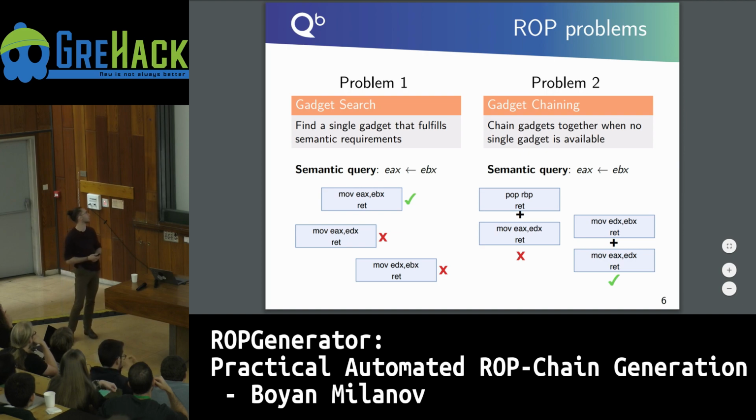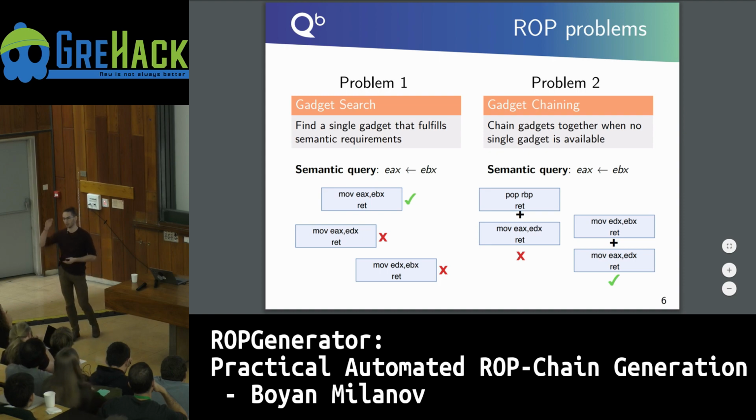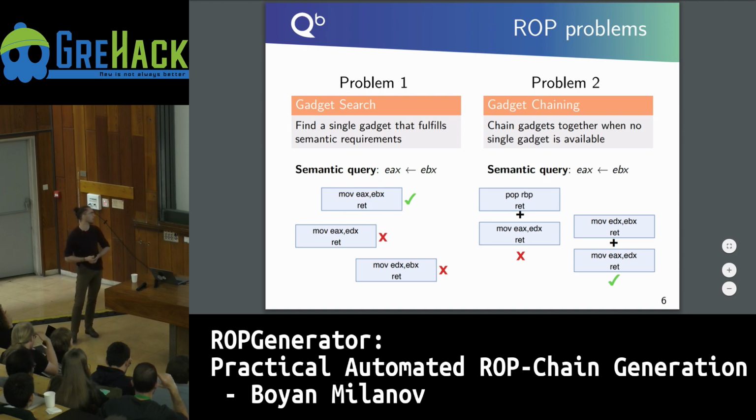The first one we call Gadget Search. You have your vulnerable binary, and you have a set of gadgets that you can use in this binary. The problem is you want to do some operation, like put register 1 in register 2, and you have to find the gadget that has the right instruction to do it. You can have thousands of gadgets in a single binary, so you have to look at each of them and see if they can do what you want or not. So it's very time consuming.